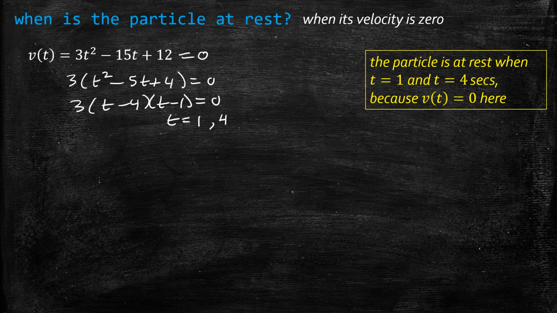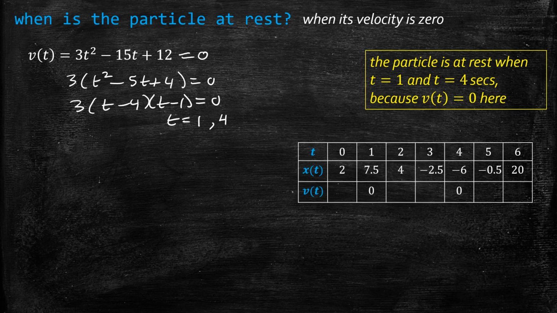If this is on an AP exam, you would say the particle is at rest when t equals 1 and 4 seconds, and you have to give a reason. So you'd say because the velocity is 0 here. So now let's see how that helps us more accurately map the trajectory of the particle.